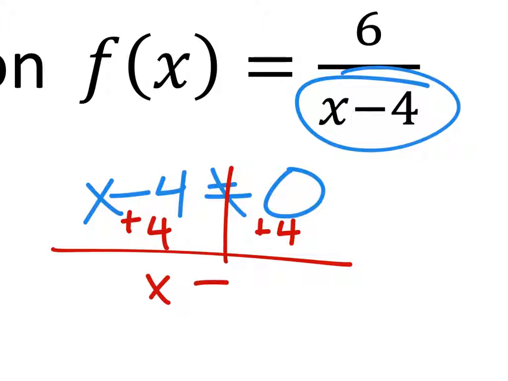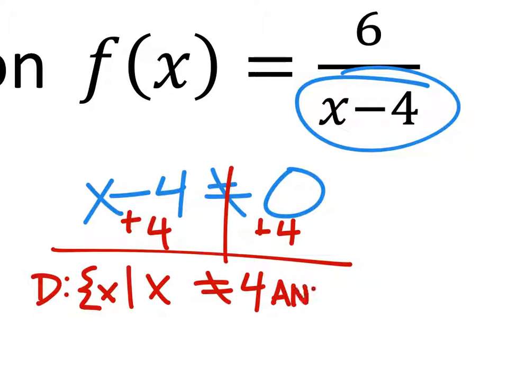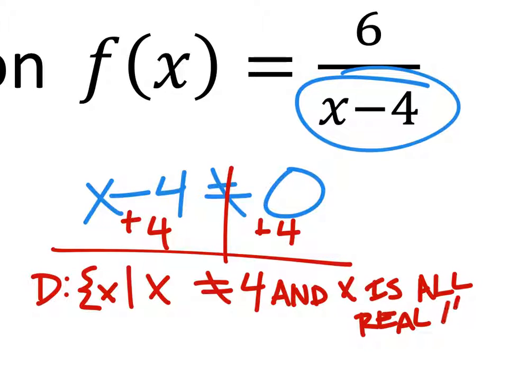So I would get x does not equal 4, and as a domain, I want to say it like this in set builder notation. So x, let me take that back in. x doesn't equal 4, and x is all real numbers. Real numbers is a big word, so those are bad fancy brackets. There we go.